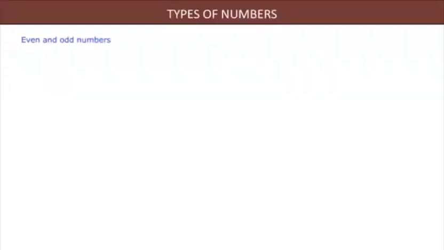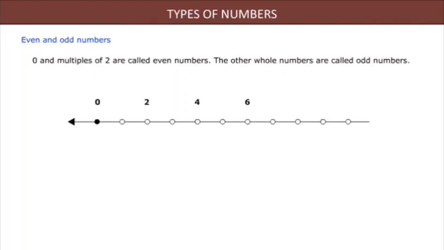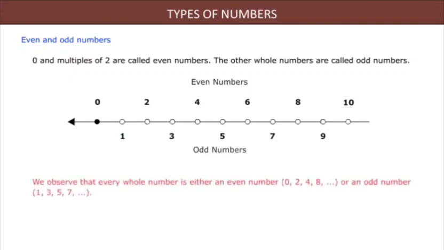Now, types of numbers. There are two types of numbers, even and odd numbers. 0 and multiples of 2 are called even numbers. The other whole numbers are called odd numbers. For example, 0, 2, 4, 6, 8, 10 and so on are called even numbers. And the numbers 1, 3, 5, 7, 9 and so on are called odd numbers. We observe that every whole number is either an even number or an odd number.